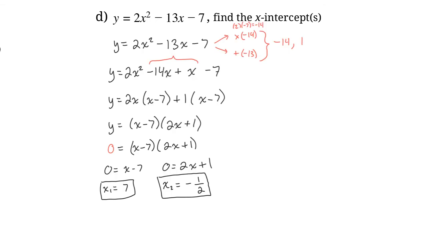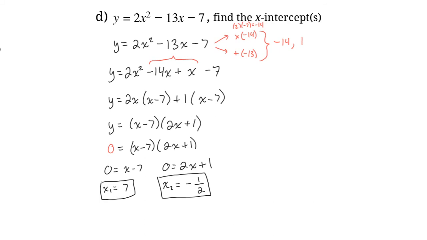Here's my solution. I factored this. A is not equal to 1, so I had to use decomposition. We're looking for two numbers that multiply to give us a times c, which is -14, but add to give us our b value, which was -13, and those two numbers were -14 and +1. So we had to decompose that middle term into -14x plus x, and then find a common factor between the first two terms and between our last two terms, factoring by grouping.